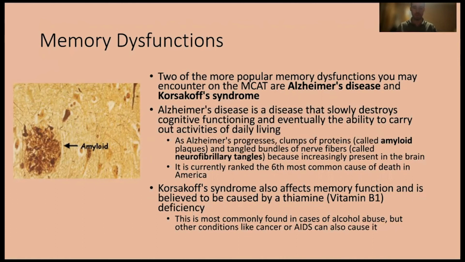And Korsakov syndrome is similar in terms of the dementia aspect. It affects memory function, and it's believed to be caused by thiamine deficiency, which is vitamin B1. And it just has to do with cognitive functioning, with the way our brain processes glucose. So this is most commonly found in cases of alcohol abuse, but it can also happen in other conditions like cancer. AIDS can also cause it. The incidence level of Korsakov syndrome is much lower than Alzheimer's.